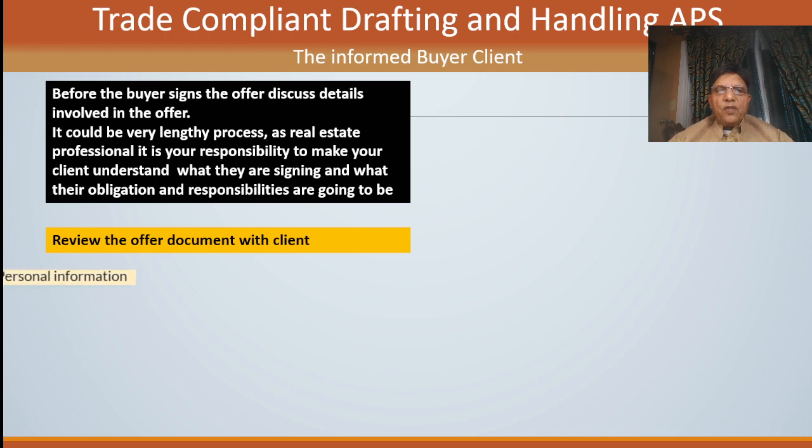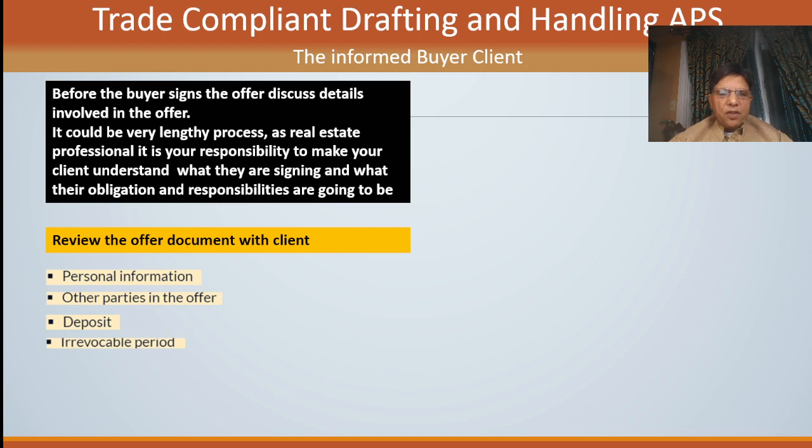Review the offer documents with your client before you submit it, and what you need to review is their personal information. Make sure that you verify their personal information from the documents. That could be a driving license, or any other document which is available to you. If there are other parties involved in the offer, identify those also. Discuss with your client the deposit and how the deposit is going to go, and the irrevocable period, the irrevocable date and time. That is very important.